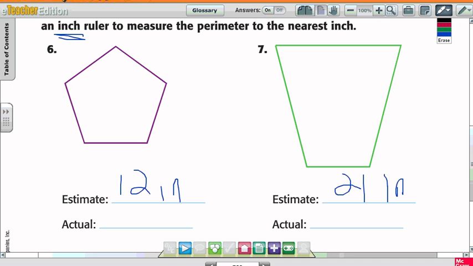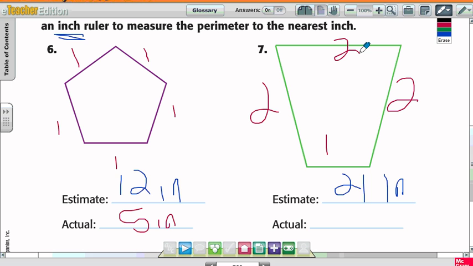And then you'll do the actual. So now that I actually measured all of them, the pentagon, each side is actually 1. So I count all the sides, I get 5, so that's 5 inches. Not even close, Miss Cortita. On the trapezoid, the left side is 2 inches. The right side is 2 inches. The bottom side is 1 inch, and the top side is 2 inches. So 2 plus 2 is 4, plus 2 more is 6, plus 1 more is 7. 7 inches.